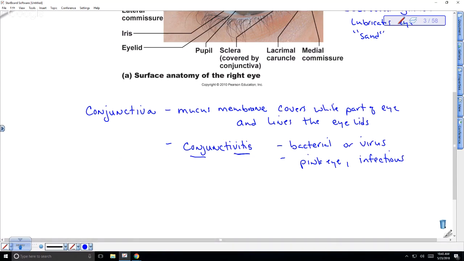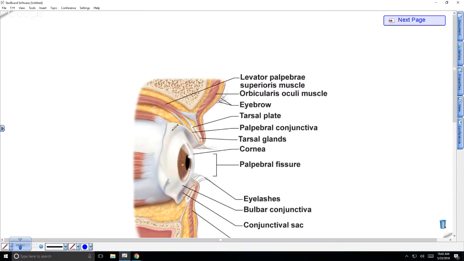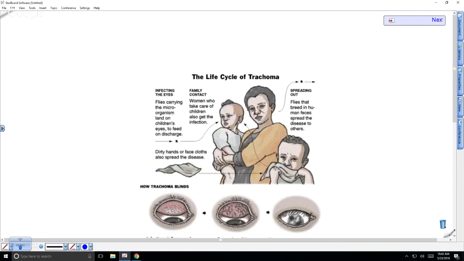Okay, so if we look at the conjunctiva, right? So this is it right here. So you can see that it lines underneath the eyelids, right? Now there is one really bad bacterial infection that we do not have around here, but is a major leading cause of blindness in developing countries, and it is called trachoma. So trachoma is a bacterial infection.